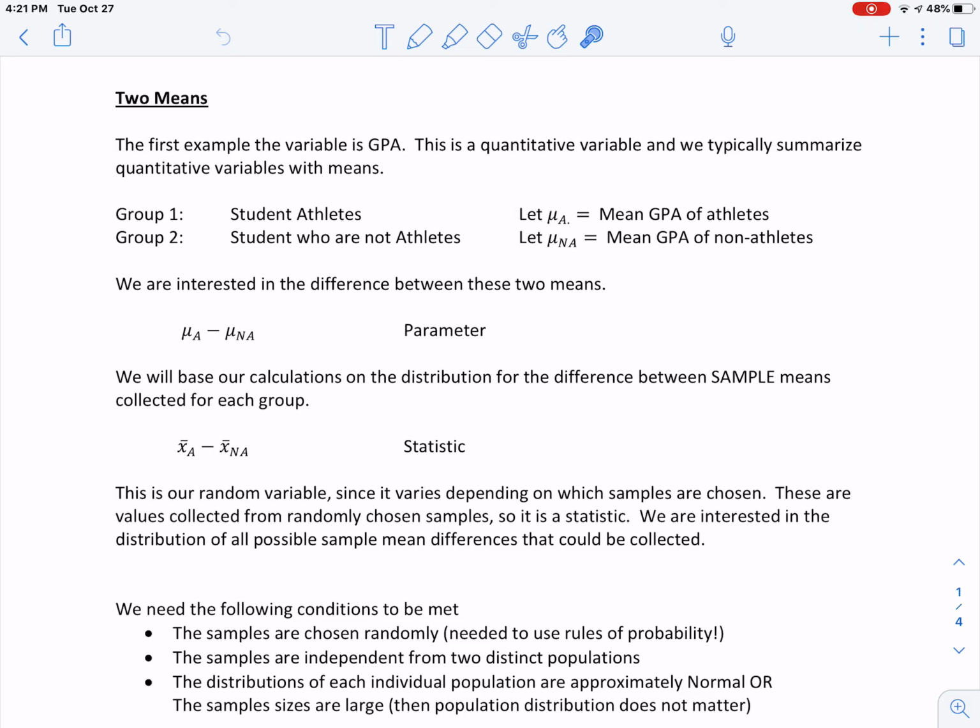So we have one group, one population. We have the mean of that group, the mean GPA, and then we have the mean GPA for the non-athlete groups. And we're interested in the difference between these two means. So we want to take the mean of the athletes minus the mean of the non-athletes. How far apart are these two means? Now this is a parameter because these two variables describe a population. I should say two populations.